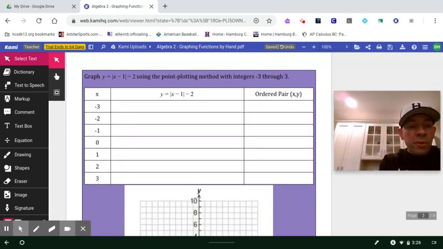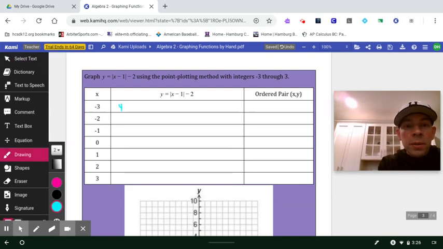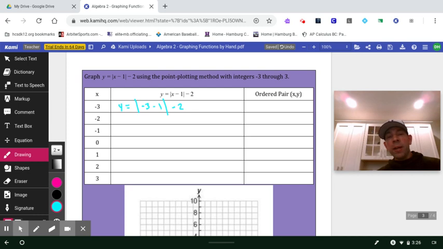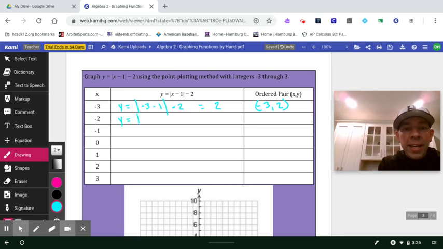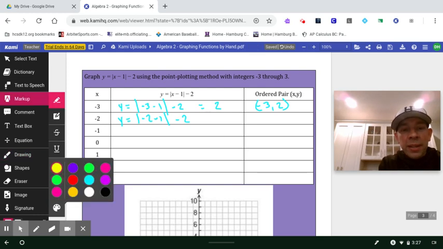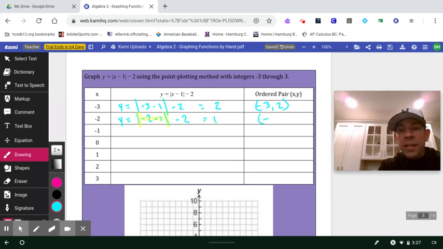And again, we're just going to grind our way through this by substituting. So we've got -3 minus 1 minus 2. Now, -3 minus 1 is going to make -4. Once you take the absolute value, that transforms it into a +4. 4 minus 2 makes 2. So -3 comma 2. Again, substituting a negative number is always more challenging than substituting a positive number, it seems like. So let me emphasize, negative 2 minus 1 makes negative 3. Now, the absolute value of negative 3 makes positive 3. 3 minus 2 makes 1. So negative 2 comma 1.